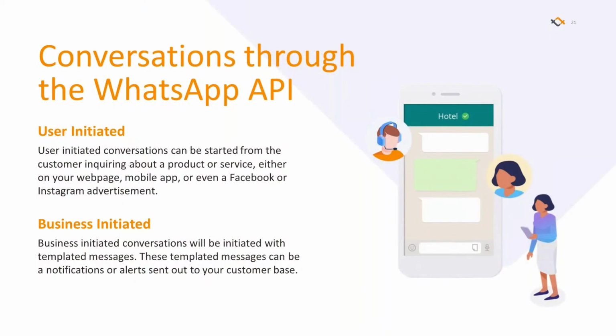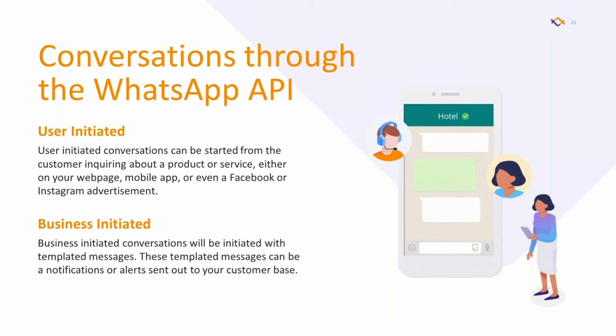So there are two different types of communications through the API. These are user-initiated conversations and business-initiated conversations. Business-initiated conversations are started with templated messages. These messages are going to be pre-approved from WhatsApp and can be notifications or alerts sent out to your entire customer base. User-initiated conversations are started from the customer inquiring about a product or service.